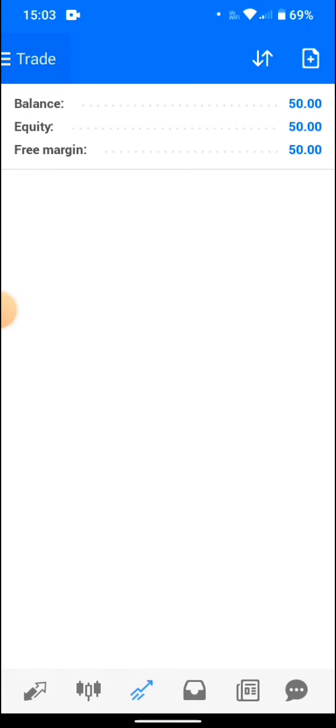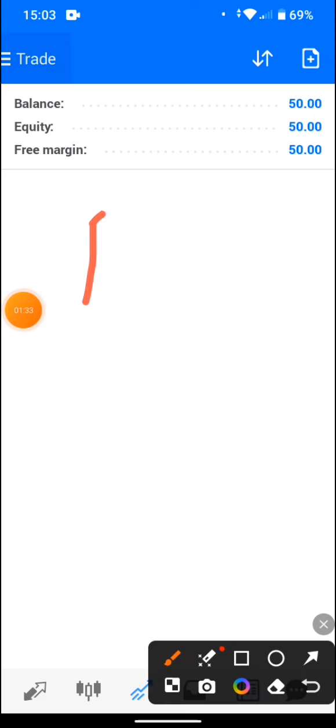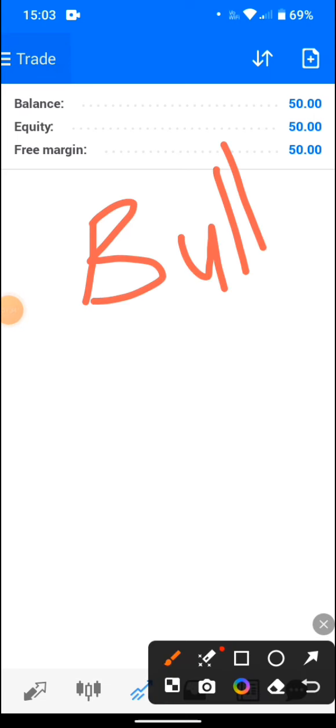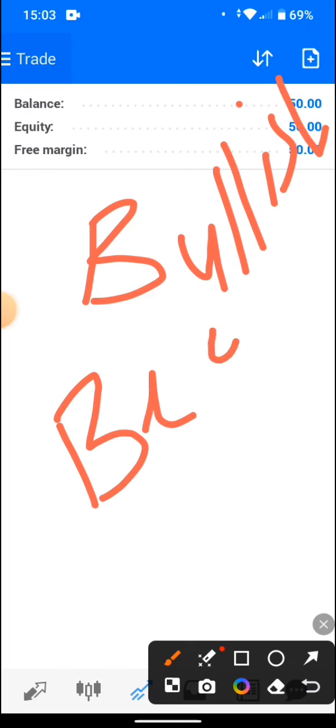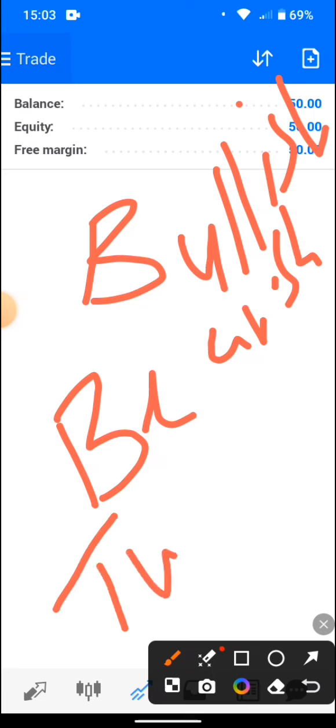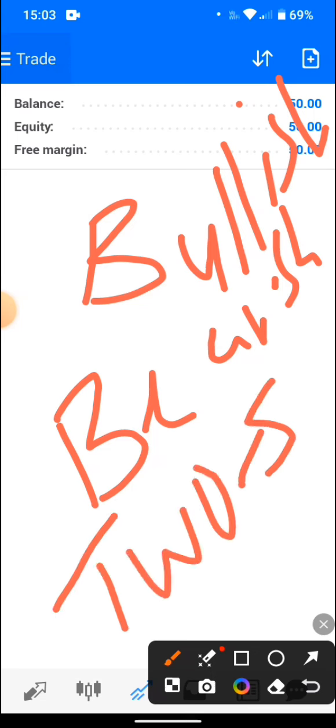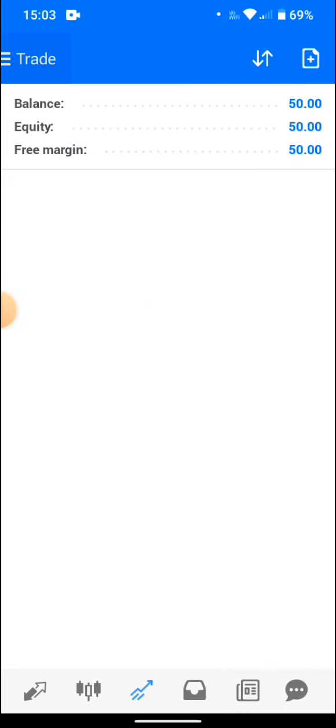There are basically three types of market structure. We have the bullish, we have bearish, and we have the two-sided structure. So now we are going to talk about them one after the other, and I'm going to explain them step by step.